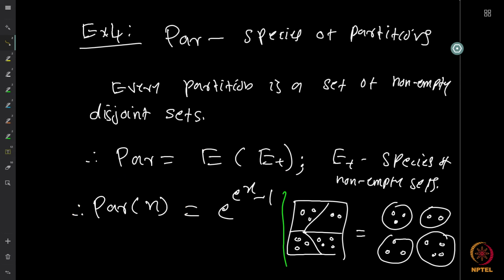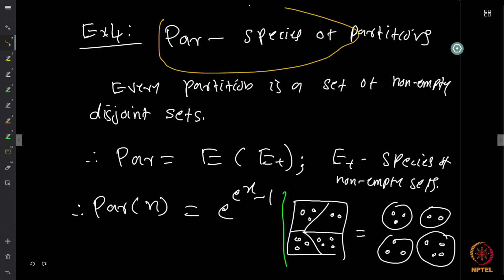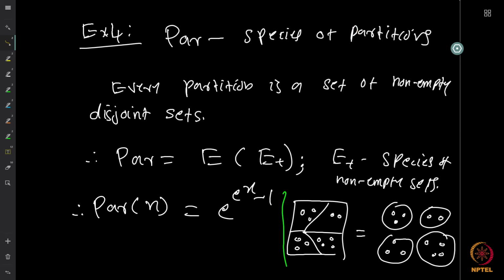So this shows us that the method of species can be quite convenient to come up with these kinds of generating functions. If somebody is asked to just find the generating function for the species of partitions, it may not be as easy as this.